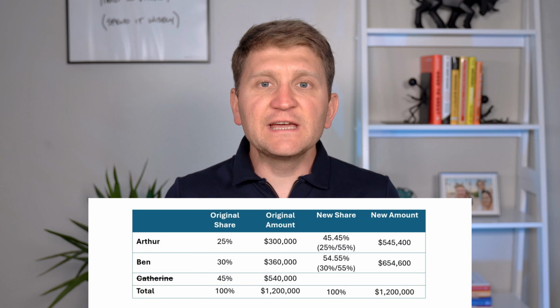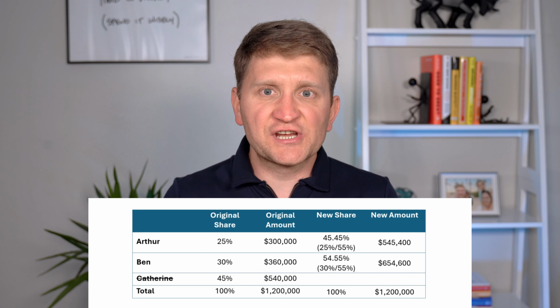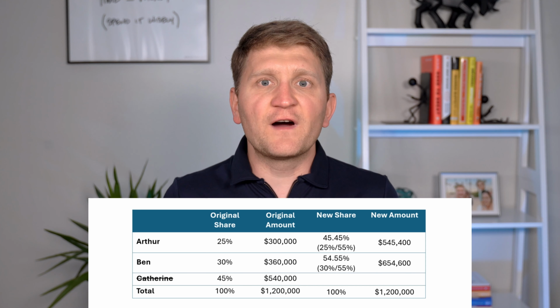Instead, Julia could use an unequal distribution method, which accounts for family dynamics. Here's how it works. Subtract Catherine's 45% share from 100%, leaving 55%. Then divide Arthur's and Ben's original shares by this 55% to find their new percentages. This unequal distribution ensures that Julia's surviving children inherit in proportion to their original shares, aligning better with her intentions.